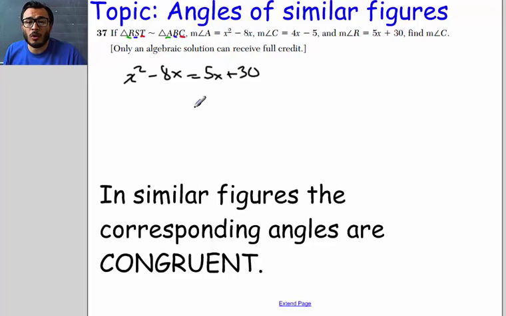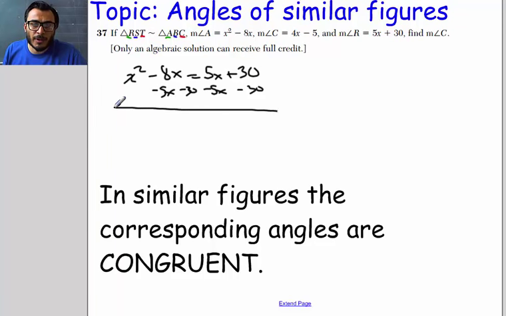So I'm going to go ahead and solve for x here. So I'm going to subtract 5x here, subtract 5x here, and I'm going to also subtract 30, just get that out of the way now. And I have to do this because I need to set it equal to 0 to solve this quadratic. So I get x squared minus 13x minus 30 equals 0. So now I have to factor.